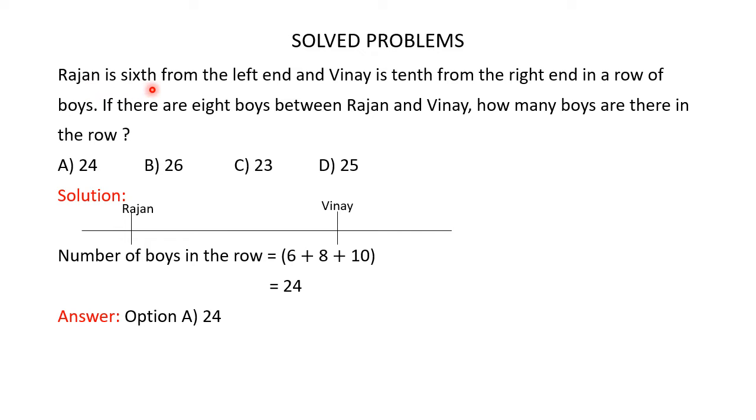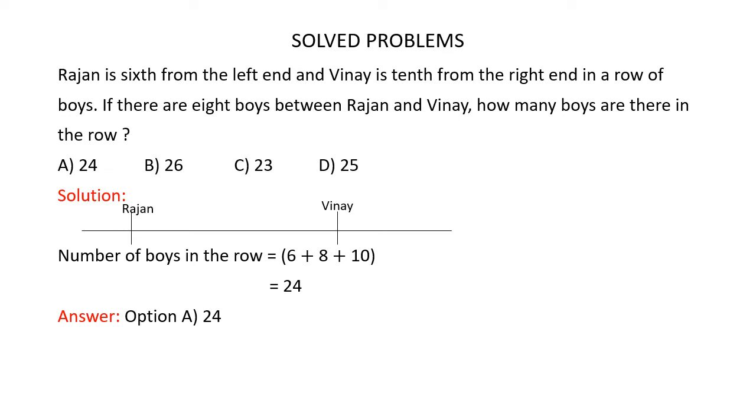Rajan is 6th from the left end and Vinay is 10th from the right end in a row of boys. If there are 8 boys between Rajan and Vinay, how many boys are there in the row? You are given 4 options and you have to find out which of these options is the correct one.